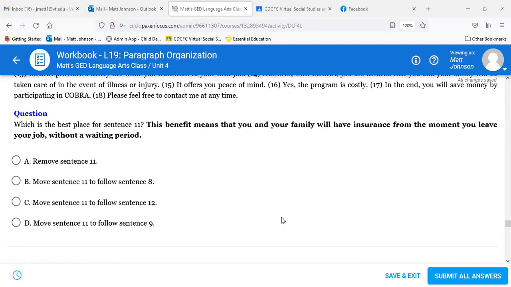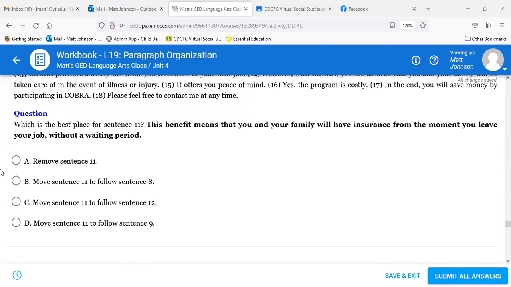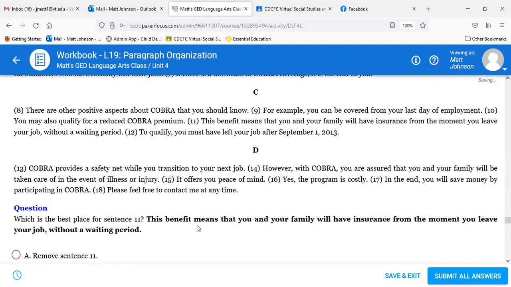Could I view the paragraph? There you go. Yeah. This benefit will follow family insurance. Remove sentence 11. A. We're going to go D. We're going to move that sentence to follow 9.